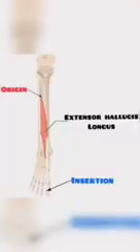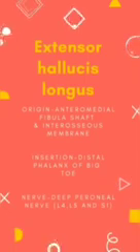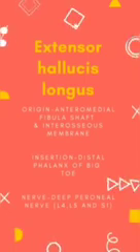Extensor hallucis longus. It originates from the anteromedial fibula shaft and interosseous membrane. It is inserted at the distal phalanx of the big toe and it is supplied by the deep peroneal nerve at fourth and fifth lumbar and first sacrum.